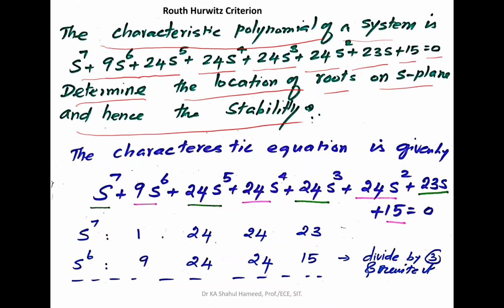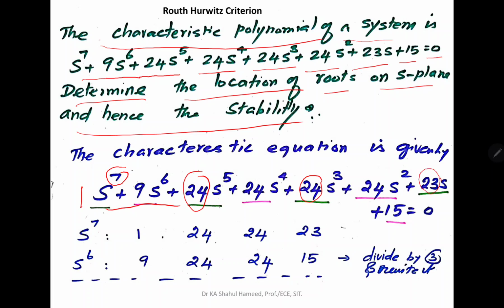Now, the given characteristic equation here, we have to identify the coefficients of odd and even powers in order to form Routh array. So here highest power is 7. So we have to identify odd power coefficients. Here s power 7 coefficient is 1 and this is 24. Again s power 3 is 24 and then s is 23.